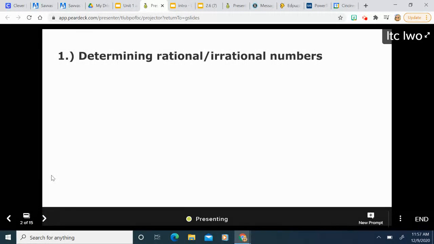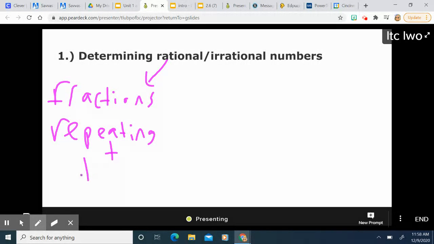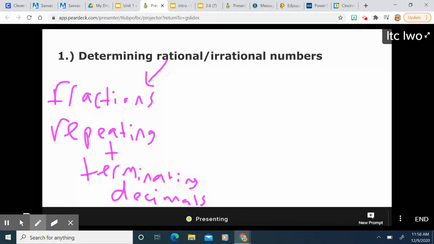Okay, so our first category is determining rational and irrational numbers. Rational numbers include fractions, repeating, and terminating decimals. I don't know why I wrote all this out, but now you know. So what I mean by that is fractions, obviously. And then repeating decimals, we know, are decimals that go on forever.